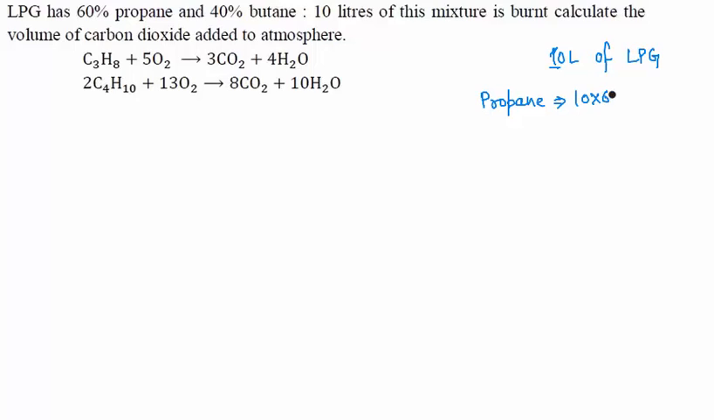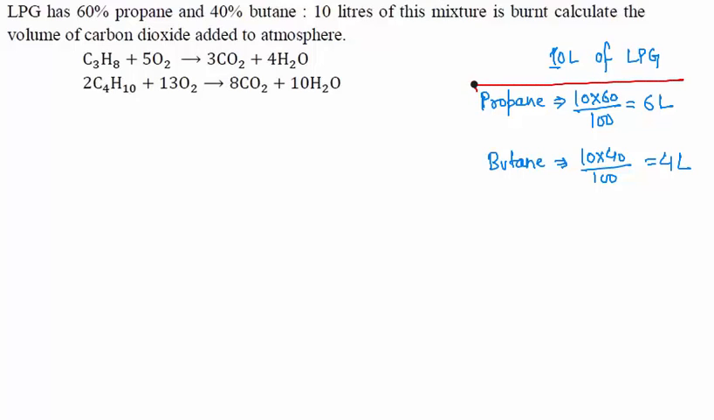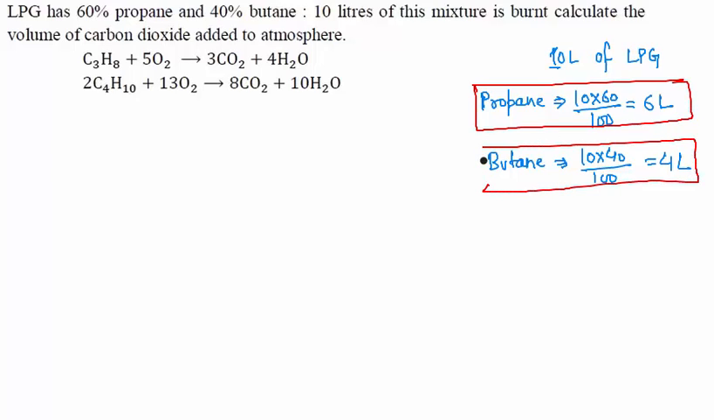Okay, so propane is basically 10 into 60 by 100, and that will be equal to 6 liter. So you have 6 liter propane, and the rest will be butane, that is 4 liter. 10 minus 6, or you can calculate like this also: 10 into 40 upon 100, that is your 4 liter. So this is important: you have propane, 6 liter, and butane, 4 liter.